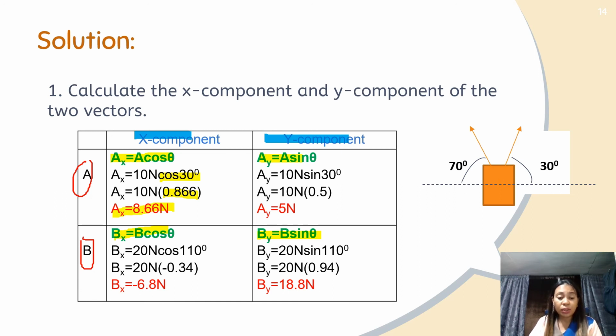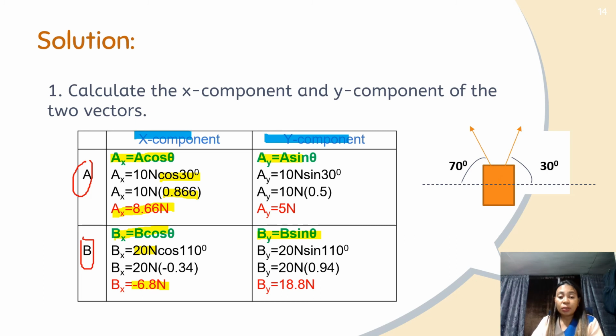You do that also for your B, or second vector, following the formula Bx equals B cosine theta. Your B in the given is 20 newtons, then cosine 110. As you can see, the first angle is given as 30 degrees, then the next is 110 degrees. So you just press cosine 110. It is negative 0.34. So 20 times negative 0.34 is negative 6.8.